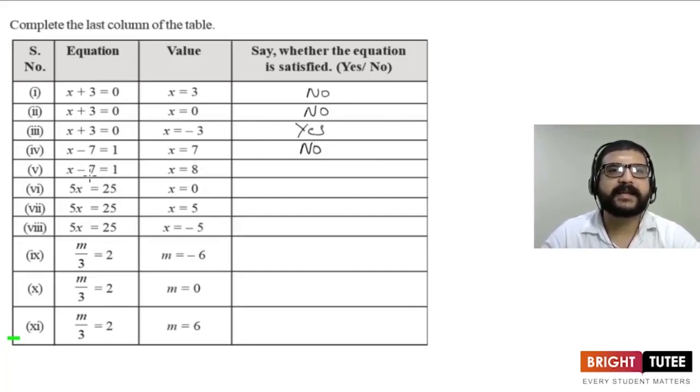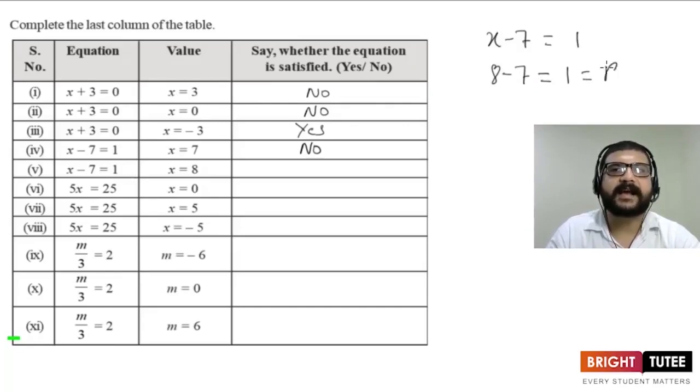Now the next equation is x minus 7 is equal to 1 and the value of x is given as 8. So we will get 8 minus 7, and we know 8 minus 7 is equal to 1, and this is the right hand side of the equation. Therefore this time the equation is satisfied, which means x equal to 8 is satisfying the equation. We call it x equal to 8 is the solution of this equation.